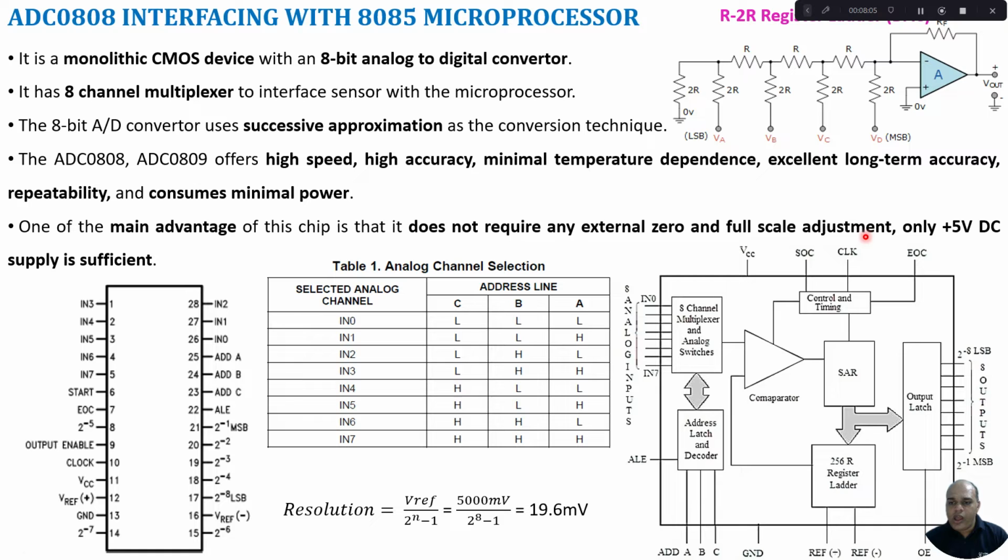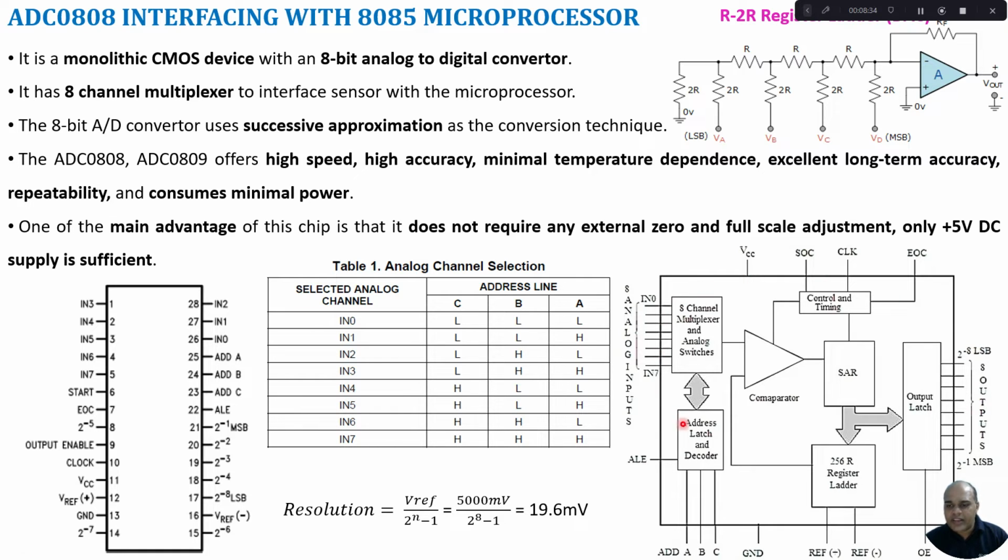So what the CPU can do is assert this SOC to start the conversion process, then the conversion will start. Once the result is available, once the 8-bit data is available after the conversion process, the ADC sends a signal through this end of conversion line. This signal will be received by the CPU. Upon receiving this signal, the CPU can read the 8-bit data from the ADC.